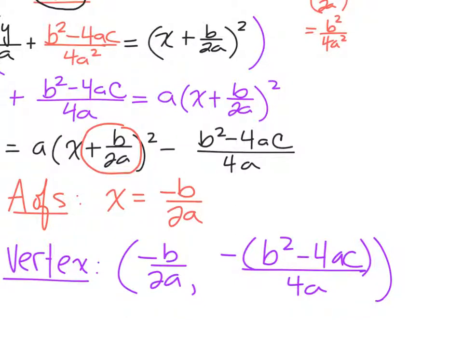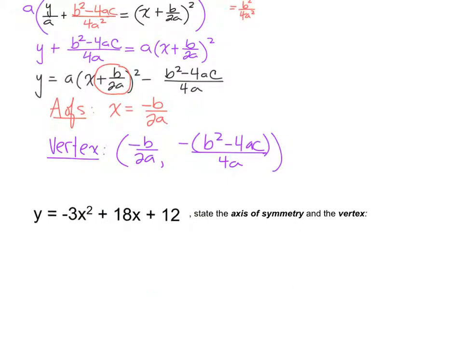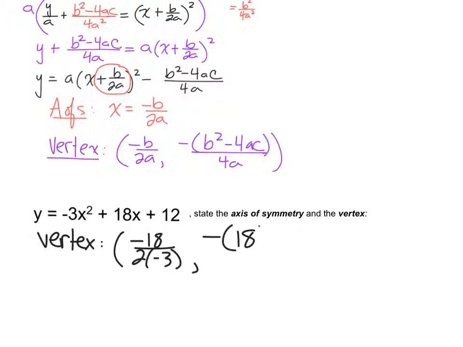But let me just snag a problem. State the axis of symmetry and the vertex. I have a model for this. Negative b over 2a, so my vertex is negative 18 over 2 times negative 3. And then the y value is negative 18 squared minus 4 times negative 3 times 12. I'm just plugging and chugging away like a beast.